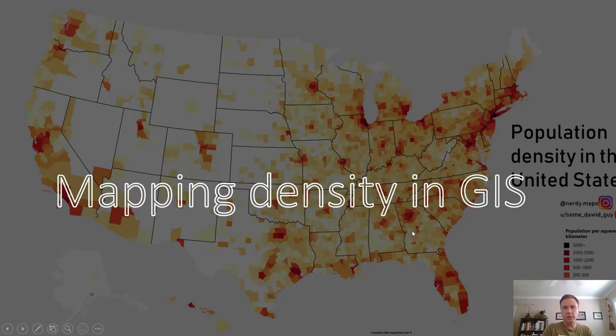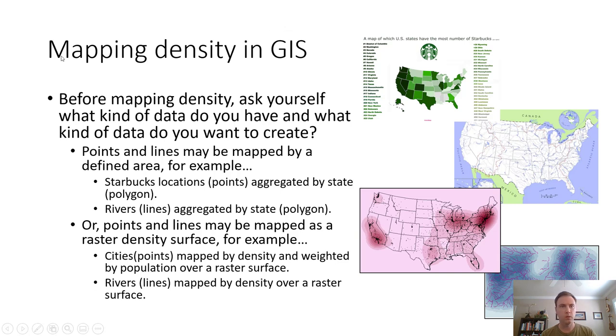So mapping density in GIS, how do we do it? All right, mapping density in GIS. Before mapping density, ask yourself what kind of data do you have and what kind of data do you want to create? That should be the first question that you ask, because that will help you determine the form of the output density map. Okay, so points and lines may be mapped to a defined area. For example, Starbucks locations aggregated by state, so Starbucks locations per state. And that's the form of density map you've created already.